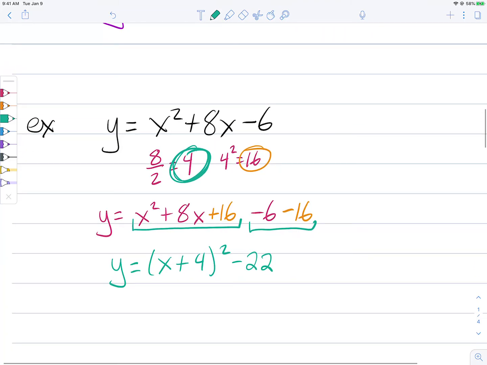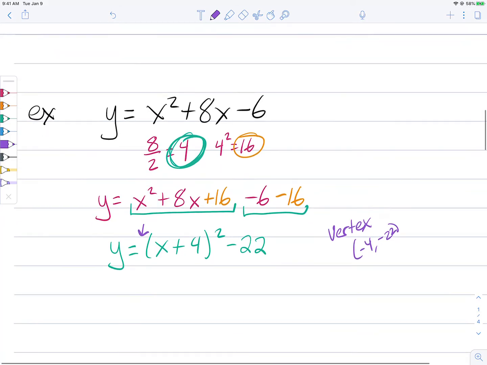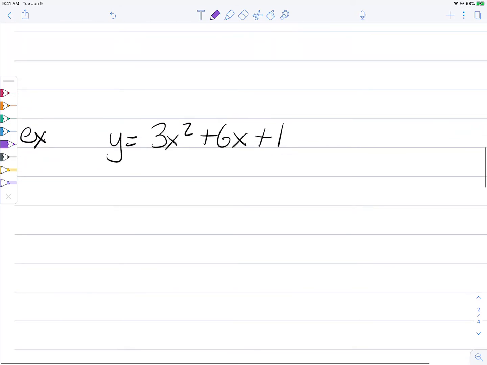So this is now in vertex form, which means if I were to graph this, I know that my vertex is at -4, -22. I also know that it's going to resemble my parent function of y equals x squared because a is a 1. But we now have it in vertex form, and we could use our skills on graphing a parabola given vertex form to graph that if we wanted to. We're not for today, but we could. Let's try another one.